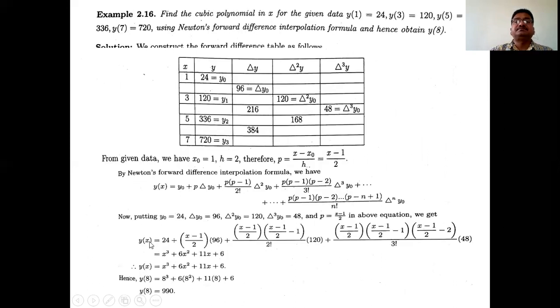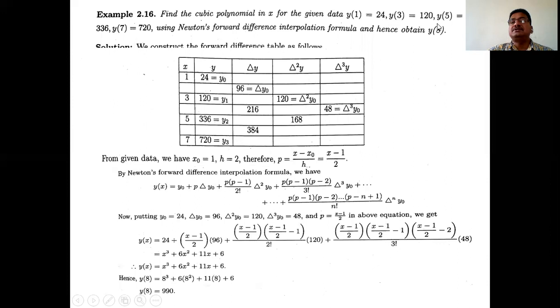The next problem: find the cubic polynomial in x for the given data. So again, it is the problem of fitting a polynomial, and the data is given in this form, y1 is equal to 24. Or instead of y, use the notation f. f1 is equal to 24, f3 is equal to 120, f5 and f7 are given. So what are the values of x? 1, 3, 5, 7. The values are equidistant. The distance is 2, that is, h is 2. And these are the values of f(x) or y. This is f(a).